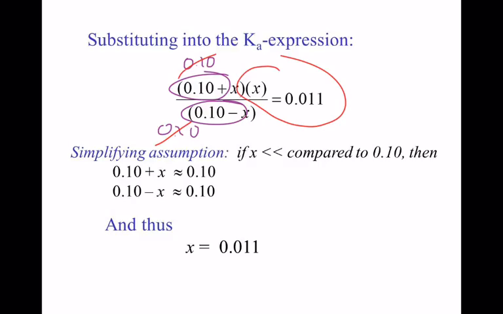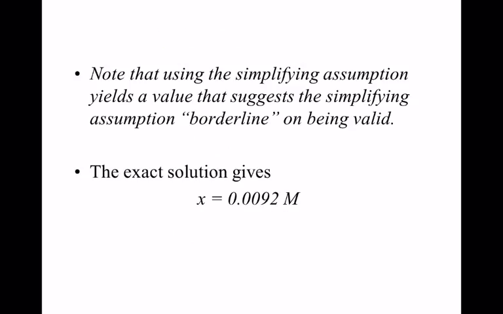That's how I would work this problem, but there's a problem with this problem. The assumption requires that the molar concentration be greater than 100 times Ka. If you take 100 times Ka, you get 1.1, and the molar concentration is 0.1. So it actually fails that simplifying assumption.